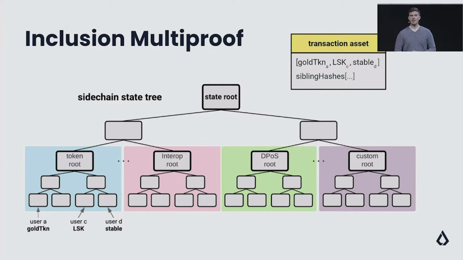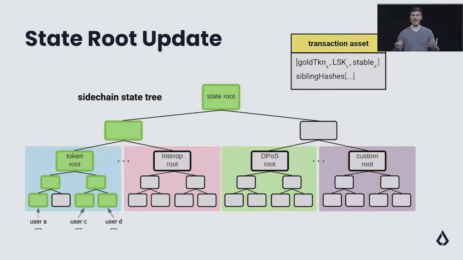So here is a quick example. Let's say you want to recover some gold tokens, some LSK, and some stablecoin, which are represented here by the accounts surrounded in red. You will provide the information in the other red boxes, and this generates a Merkle proof that those accounts are in the state root. Once the transaction is processed, we will empty the accounts and update the state root to acknowledge that those accounts are now empty, and so the tokens cannot be recovered twice in a row.